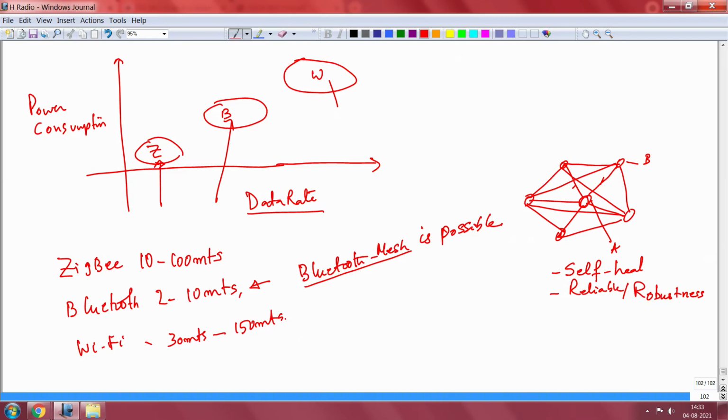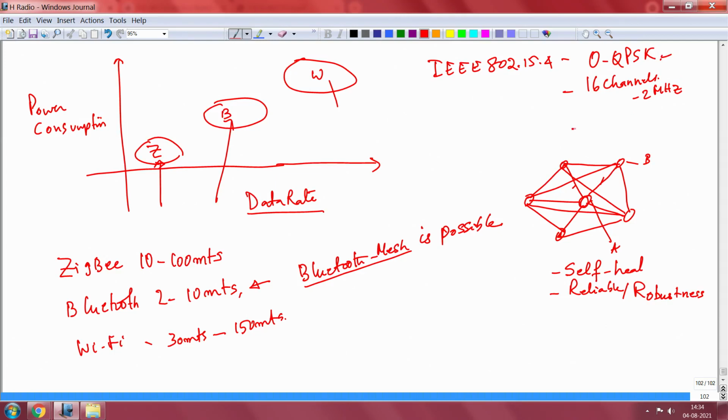The second aspect is if you go a little more into details, you will realize that ZigBee, or what I now would like to call IEEE 802.15.4 in general, uses a modulation scheme called OQPSK, and it has a chip rate. It supports 16 channels, and channel bandwidth is 2 megahertz, 16 of them, OQPSK.